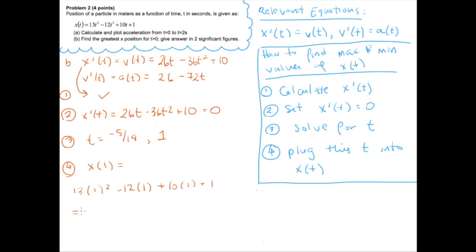And, of course, that's equal to 13 minus 12 plus 10. That plus sign got a little messed up, but it is supposed to be a plus, I promise. Plus 1. And that is just equal to 12. So our greatest x position is 12. And we are done. So hopefully this was helpful.